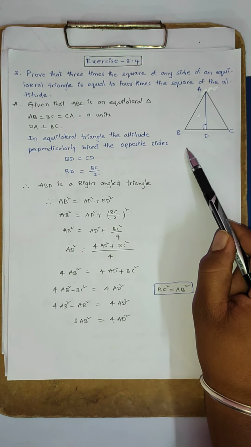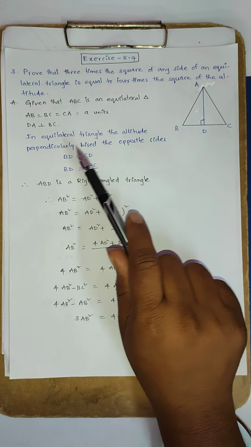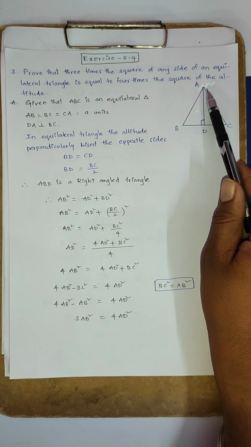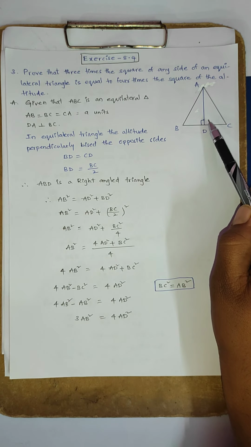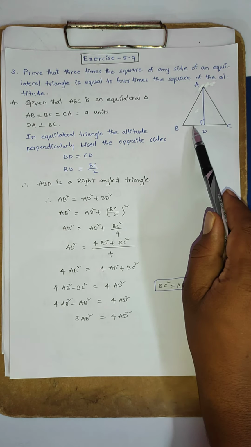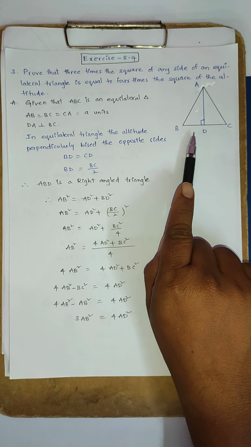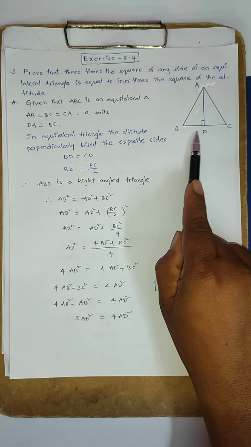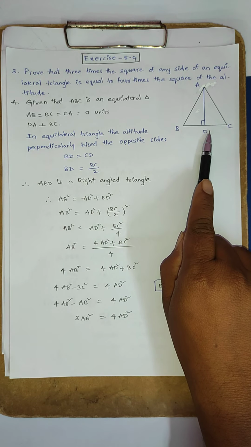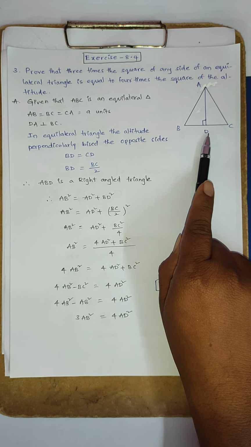AD is perpendicular to BC. In an equilateral triangle, the altitude perpendicularly bisects the opposite side. When you draw the perpendicular altitude, it divides the base into 2 equal parts. Bisects means 2 equal parts. For example, if here it is 4 centimeters, then here also 4 centimeters. So BD is equal to CD, or BD is equal to the total side divided by 2.